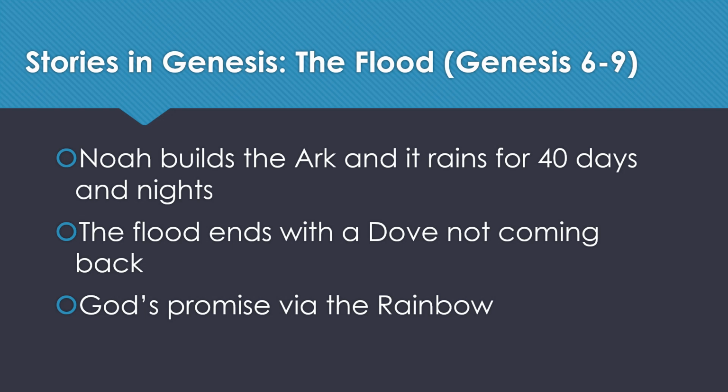And so the flood ends, and Noah, to see if the land is dry, sends out a dove. And the first time he sends out a dove, the dove comes back. And that means that there was no land. And the second time he sends them out, the dove doesn't come back. So there is land, they go.